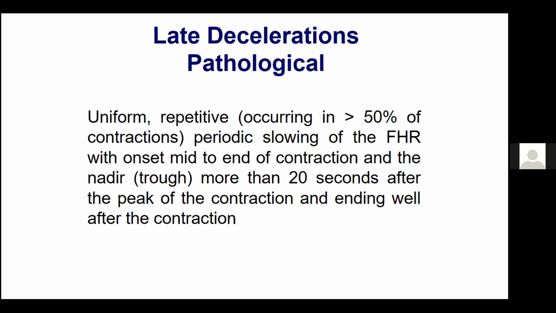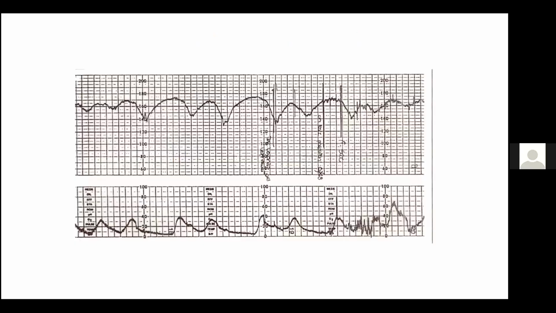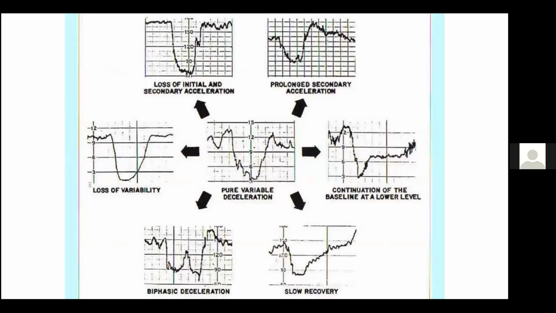Now let's look at late decelerations, right? Can we see again the definition? Let's focus on definitions. It's uniform, repetitive decels occurring in more than 50% of contractions, right? Now, what does it do? It causes a periodic slowing of the heart rate from the mid onset of a contraction, but then it continues to drop well after the contraction ends. So if we look at this trace, you can see contractions 1, 2, 3, 4, 5, 6, 7, 8, and there are lots of late decelerations, and they happen after the contraction has ended, and they continue to slow down with reduced variability. This is pathological, colleagues. We need to prioritize this baby for delivery.